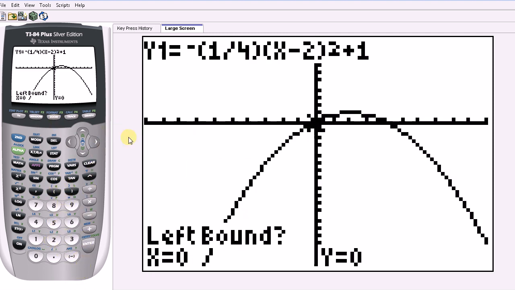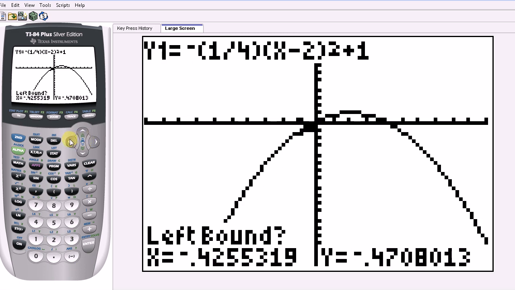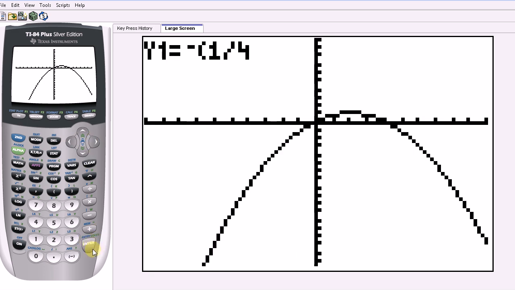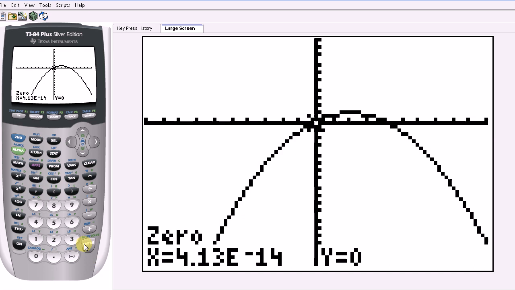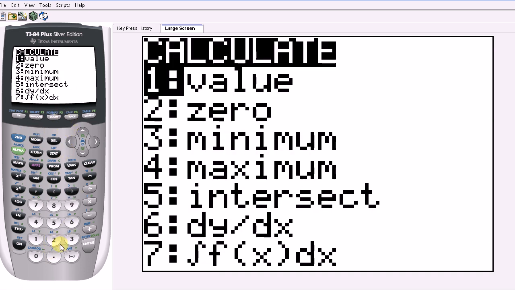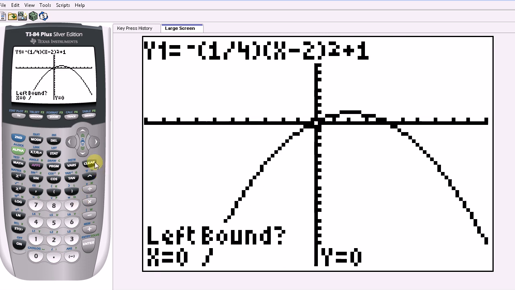So we're going to press 2, and then we're going to go to the left and then we're going to go to the right, and there's my 0, and it's not a pretty 0. That means it's some square root, and we'll look at that in a second. Let me make sure of that. So we're going to go calculate. We're going to calculate a 0. So I press 2.